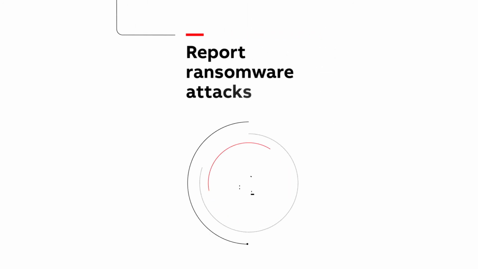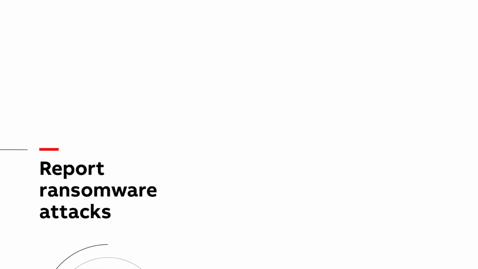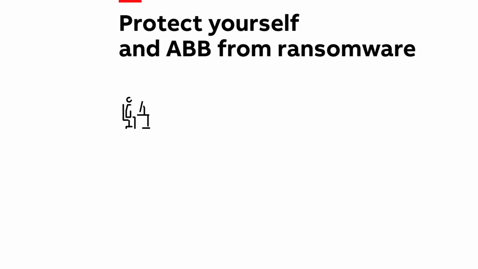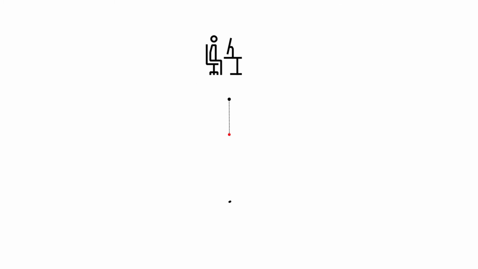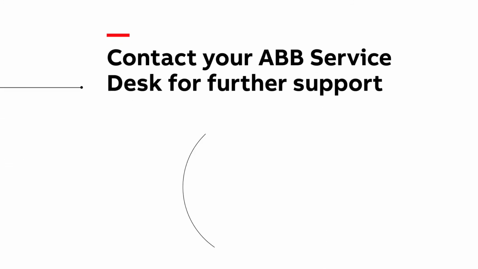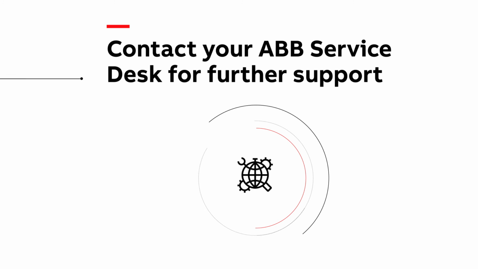Reporting suspected ransomware attacks immediately is important. If you follow these guidelines and report issues immediately as they occur, you'll do your part to protect yourself and ABB from ransomware. In case you receive a suspicious email, do not hesitate to contact your ABB service desk for further support. To learn more about ransomware, please visit the Be Secure portal on the Group Information Systems page.